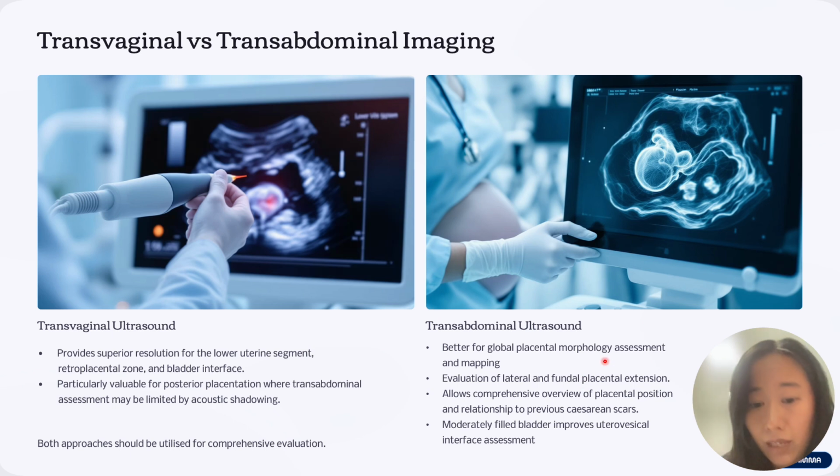Transabdominal has its own use because we can see the placenta globally, and the whole placental morphology can be assessed and mapped, especially if there is extension onto the lateral or frontal placental attachment. If PAS is suspected in those areas, transabdominal would be better. Also with a previous cesarean scar, it's better to look from above with the transabdominal probe. For that, we need a moderately filled bladder, at least 250 to 500 ml, to improve the uterovesical interface. So it's better to combine both transabdominal and transvaginal for comprehensive evaluation.